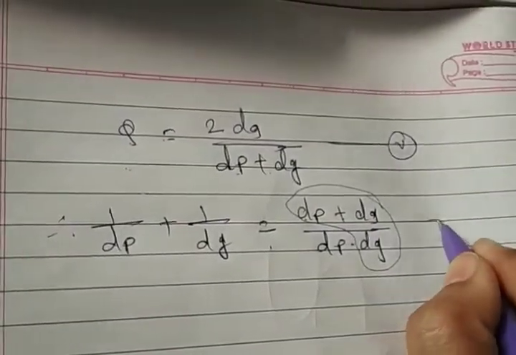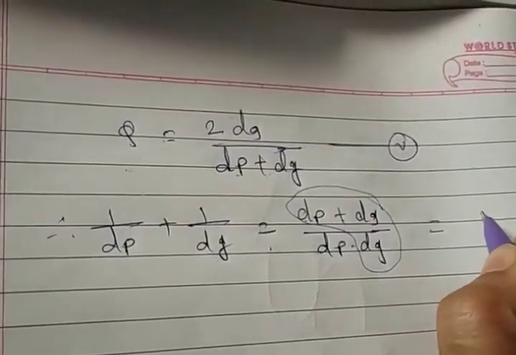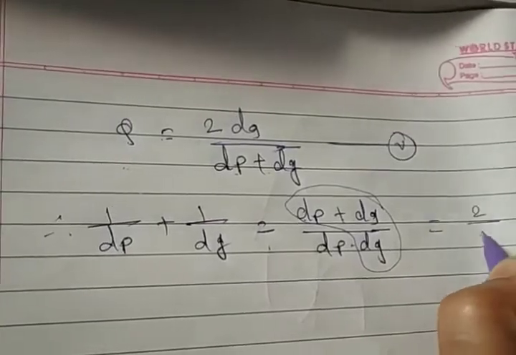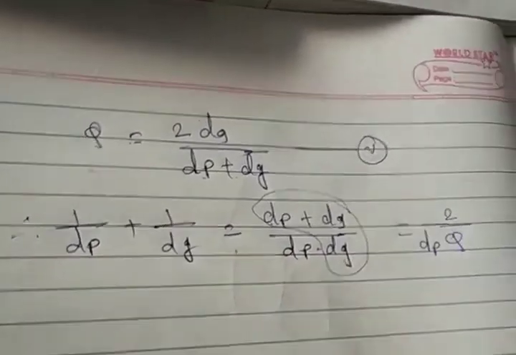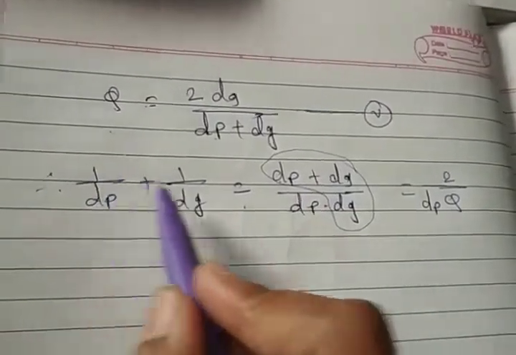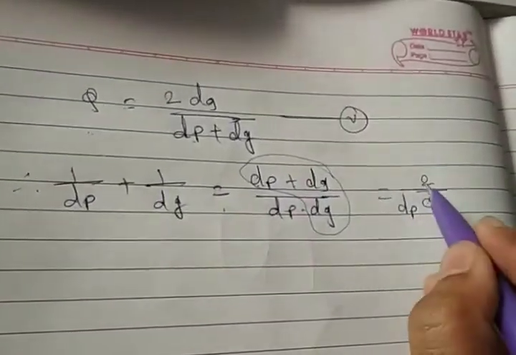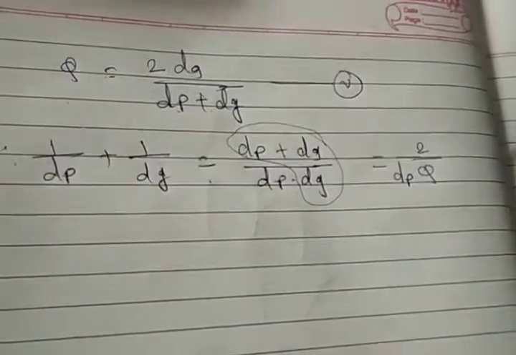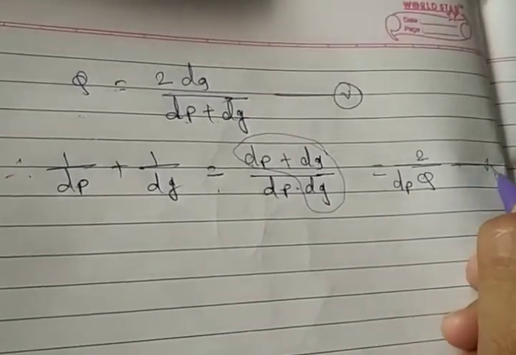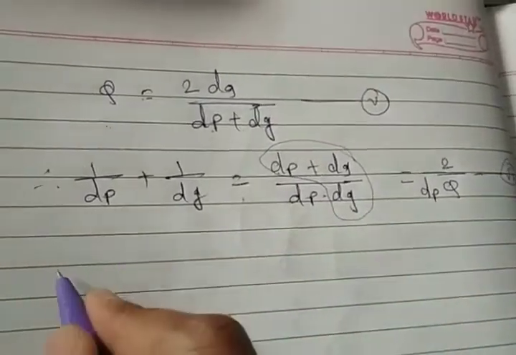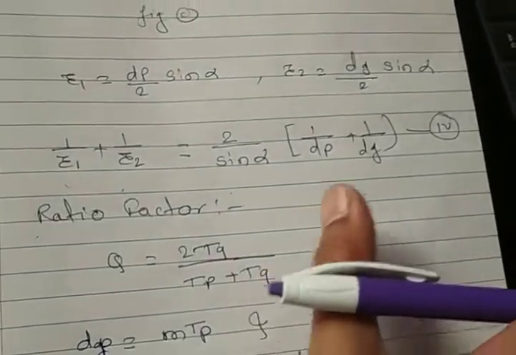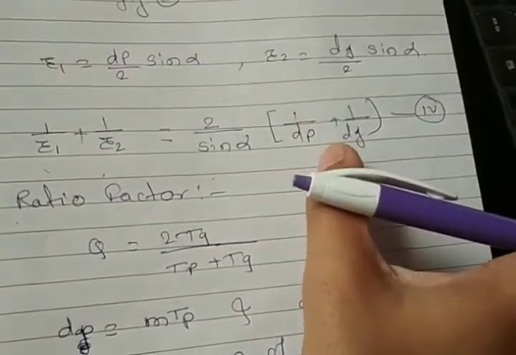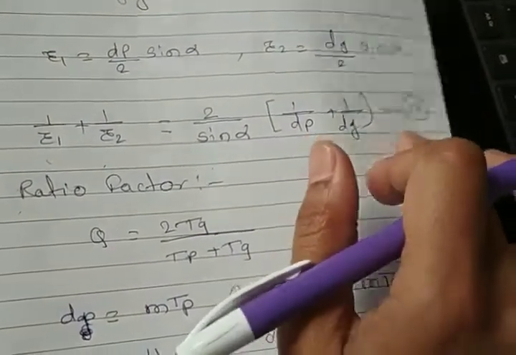So it becomes 2 upon q because we have the inverse term, so we can equate this. It becomes 2 upon q, and this dp remains as it is. So we get 1 upon dp plus 1 upon dg is equal to 2 upon q dp. Let us say this is equation 6. Now let's put that value of 1 upon dp plus 1 upon dg in equation 4.